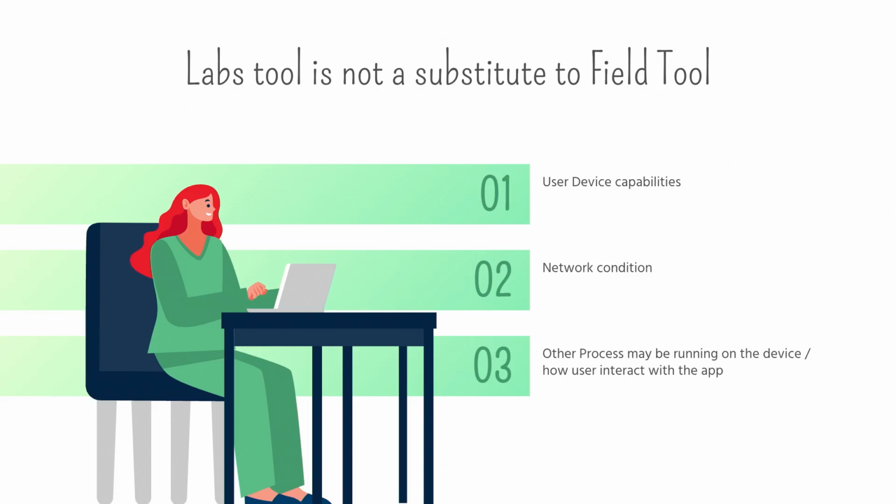And the last one is the other processes that run on the device. Today, a processor allocates a specific space for each running application on your device. So if you have a lot of applications open, it will impact the first input delay, because it will take time when the user clicks on the button.